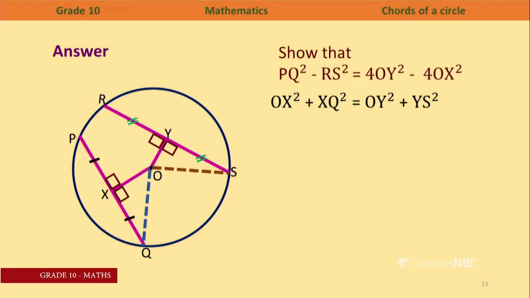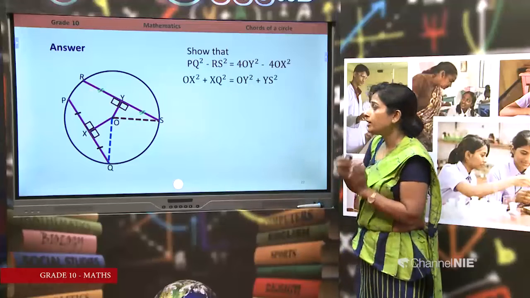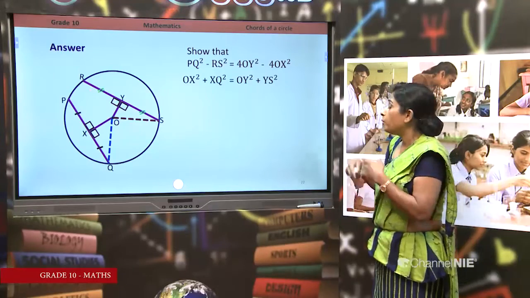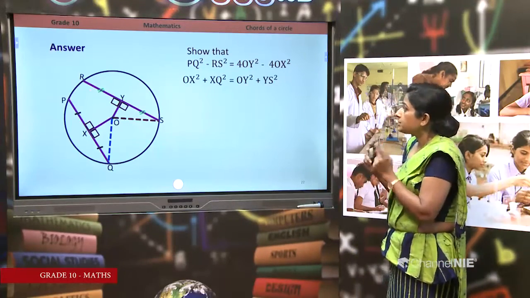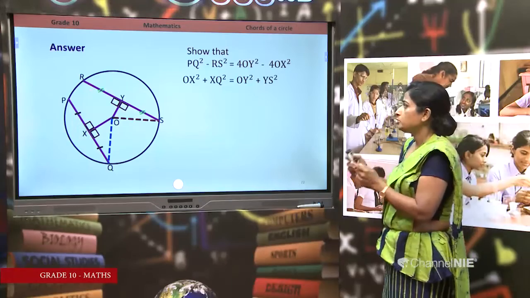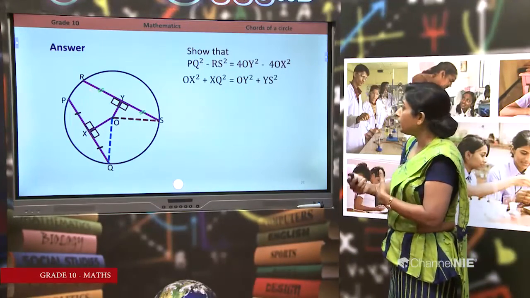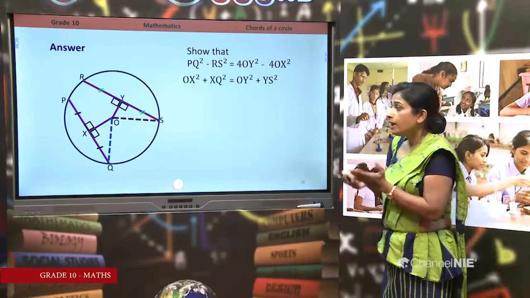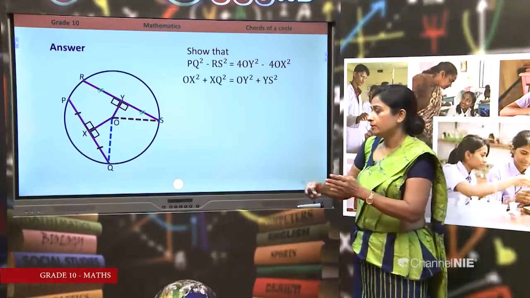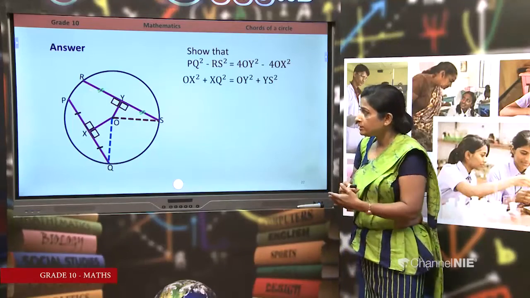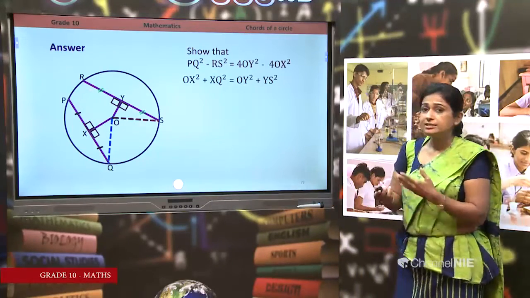In the relationship we should prove, we can see OX squared and OY squared. In our relationship also we can see OX squared and OY squared. So XQ and YS, we have to consider those two. We try to remove XQ and YS using PQ and RS. Let us see. When we are doing this sum, at the beginning of this sum, we have built up a relationship with XQ.